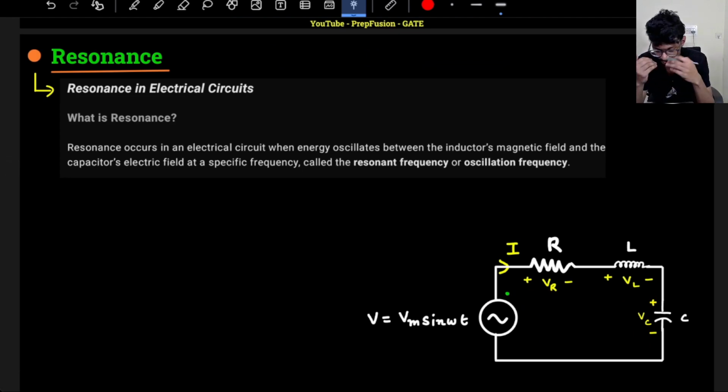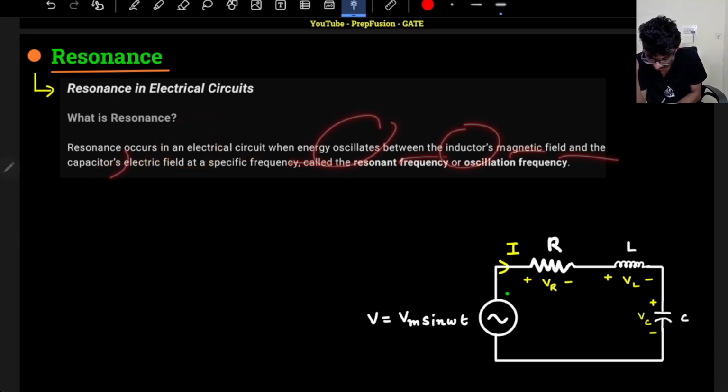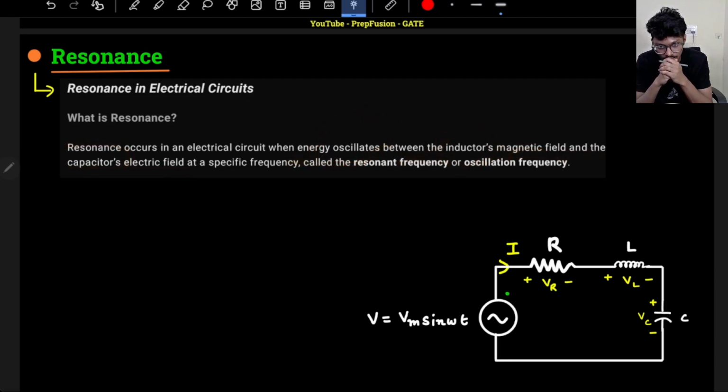So what is resonance? There are many definitions of resonance which you will learn slowly as we move along the chapter. So first definition is resonance occurs in an electrical circuit when energy oscillates between inductor's magnetic field and the capacitor's electric field. They are very fancy words, right? Oh my god, what is happening? So this phenomenon is known as resonance. How is this happening? I will prove it to you. Don't worry, don't take the stress, give the stress to me.